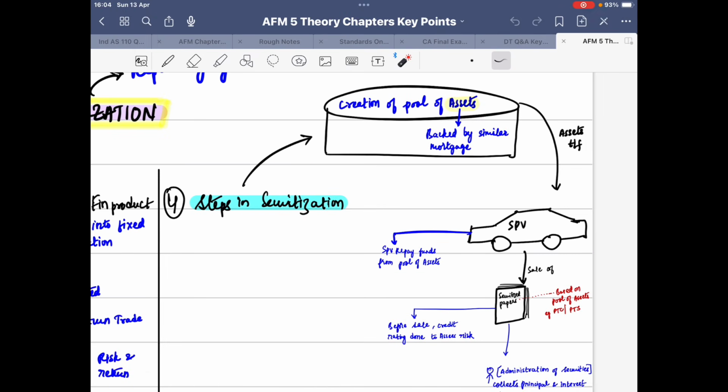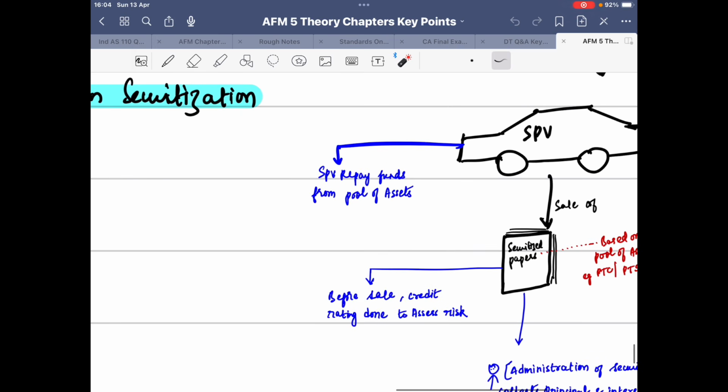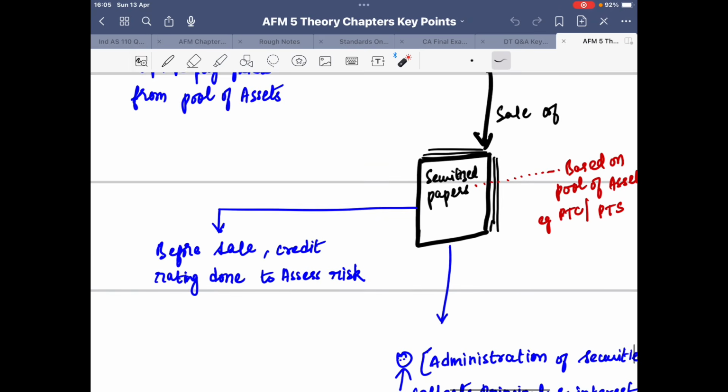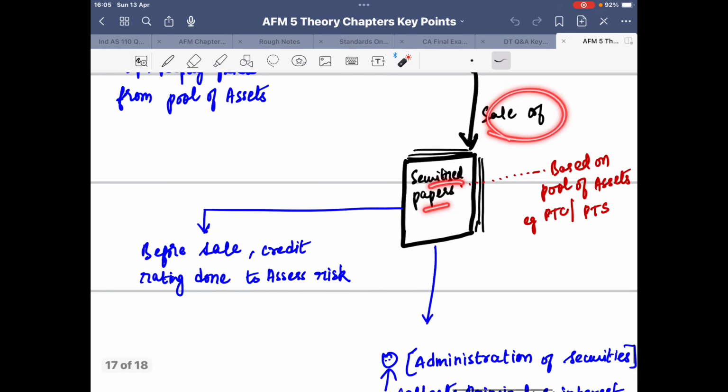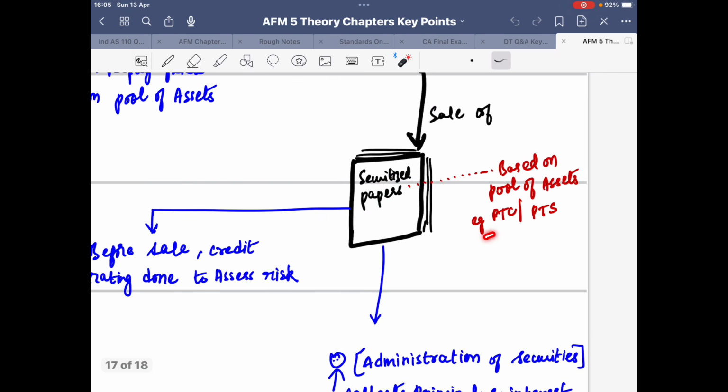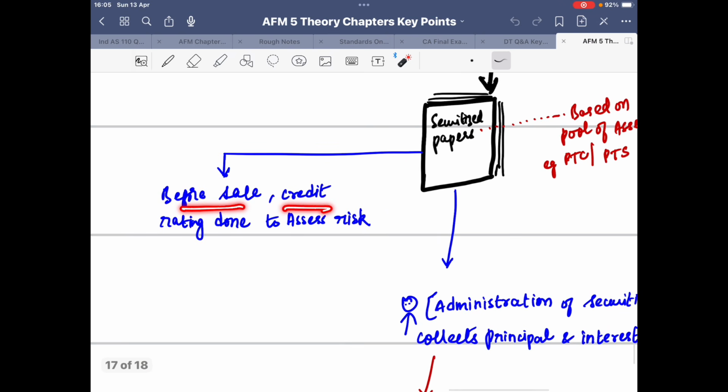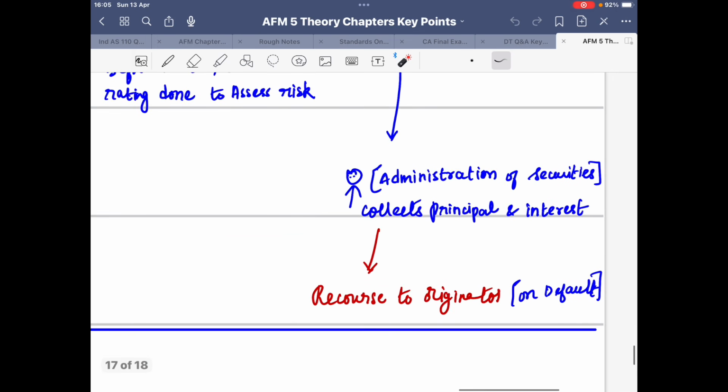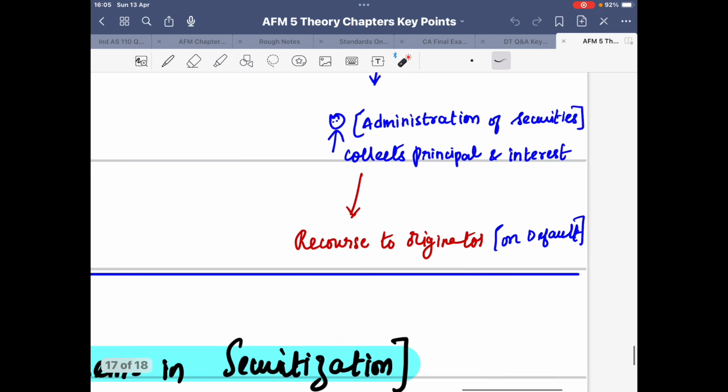Steps in securitization: creation of pool of assets backed by similar mortgage, assets transfer to special purpose vehicle. SPV, special purpose vehicle, repays funds from pool of assets. Sale of securitized papers based on pool of assets, for example pass through certificate and pay through securities. Before sale, credit rating is done to assess the risk. Administrator of securities collects principal and interest. Recourse to originator on default.